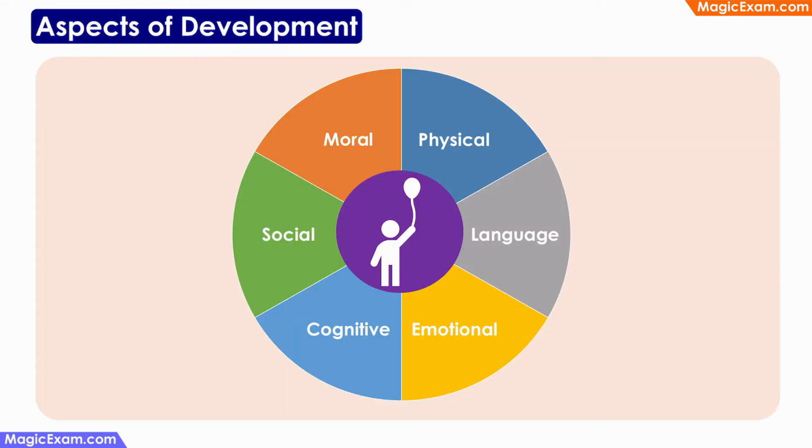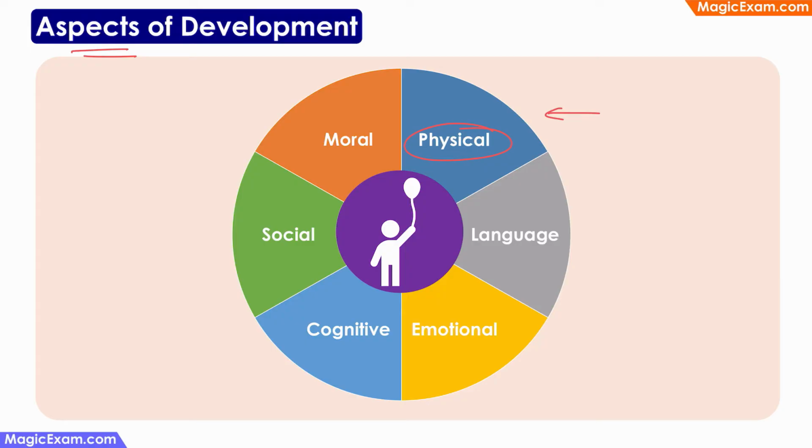Now, if we look at the various aspects of development, we see that physical development is the easiest. We know that when a child is born, the child is going to grow and the child is going to reach the next stage, which is early childhood and adolescence and adulthood. So the child is going to grow physically.